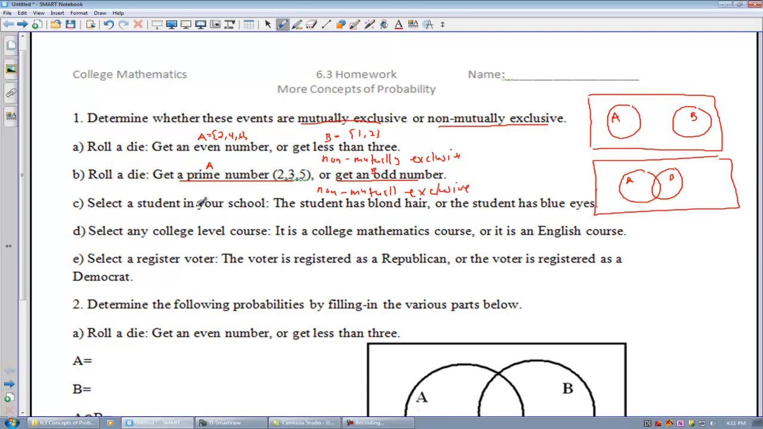All right, select a student in your class. So the student has blonde hair, A, or the student has blue eyes, B. So again, we have to ask ourselves the question, will these two sets overlap? A is a set of people with blonde hair, B is a set of people with blue eyes. And obviously there's going to be some overlap because the overlap says I have a blonde hair person that also has blue eyes, and that's quite probable. So I would say these are probably non-mutually exclusive events.